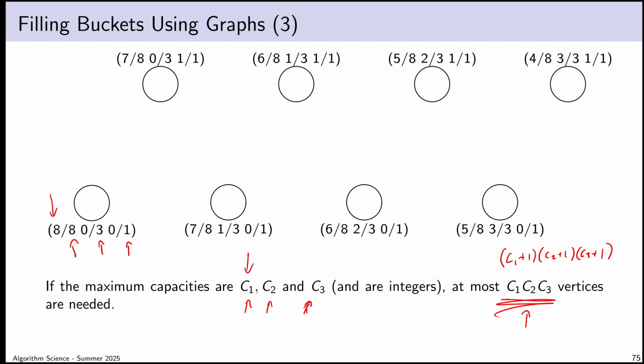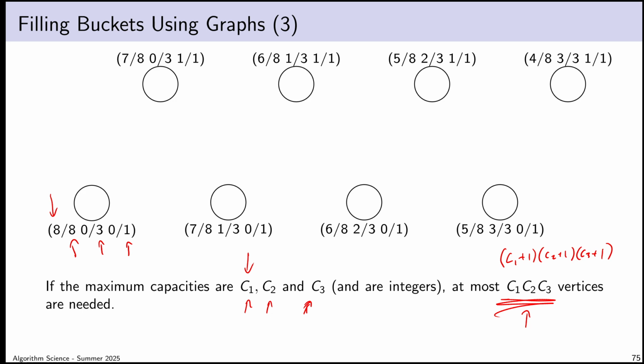In any event, the number of vertices I need is going to be some multiple, more or less, of the capacities. The reason that's important is just so that I know I'm not going to create some infinite number of vertices. If the capacities are all integers, there are a discrete number of different levels each bucket can be at, and therefore a discrete number of combinations of those levels of buckets.